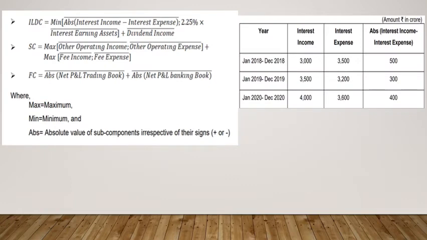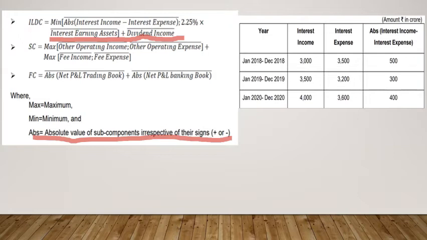Now let us move ahead and look at what exactly is the calculation method for ILDC. So ILDC gets calculated and the formula is listed here. When we calculate the ILDC, we take into consideration this formula, in which we are looking at the min of ABS of interest income minus interest expense, and 2.25 multiplied by interest earning assets. Whatever is the min of this, we will take into consideration. Now what is ABS? ABS means absolute value of sub-components irrespective of their sign, which could be plus or minus. Now let me explain to you here.